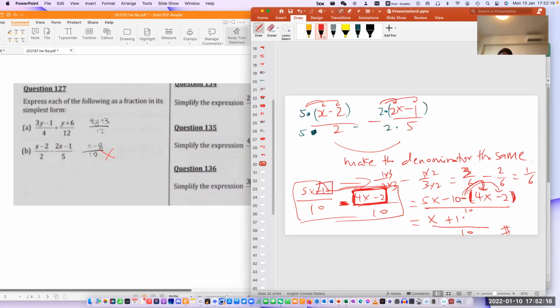Okay, so let me redo. My 5x minus 4x is still x. Minus 10 plus 2, so minus 10 plus 2 is minus 8. So our answer is minus 8. So your answer is correct. Yeah, so I made a mistake.